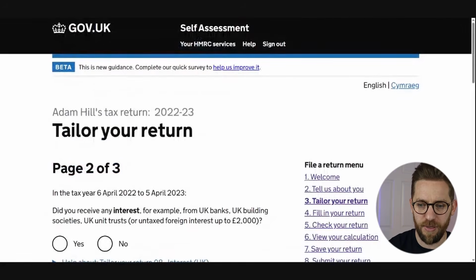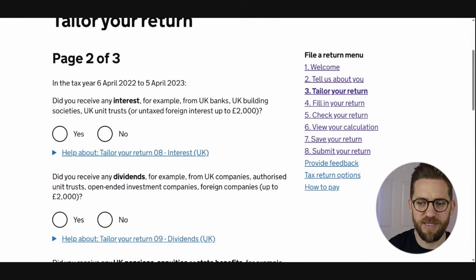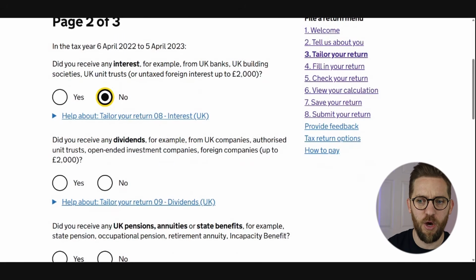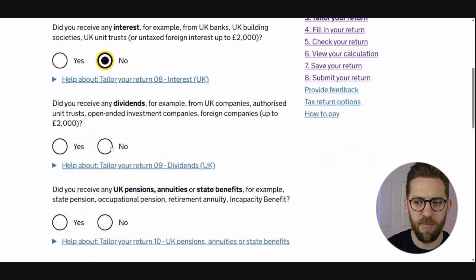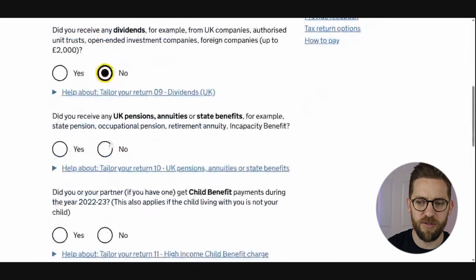That's page 1 complete. And then there'll just be different types of income here. So I'm saying no, I didn't receive any interest income. No, I didn't receive any dividends. Did I receive any pensions, annuities or state benefits? No. Just for anyone who does receive universal credit.